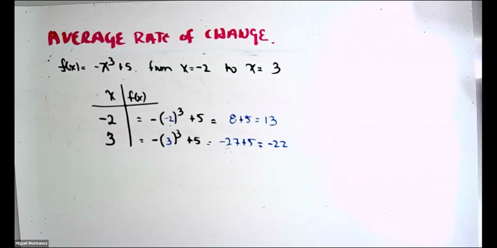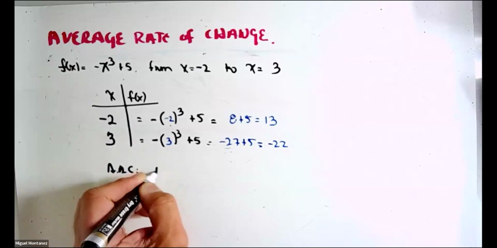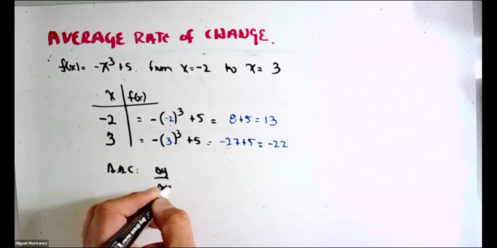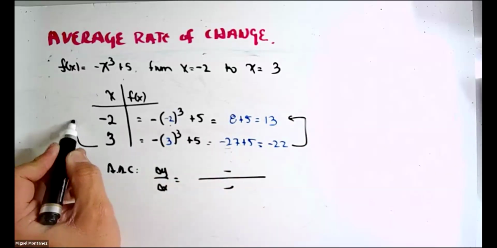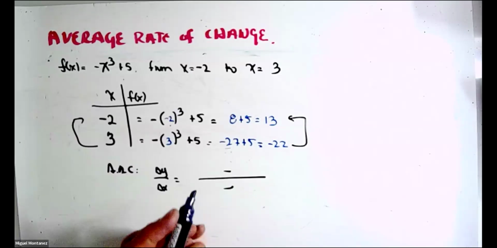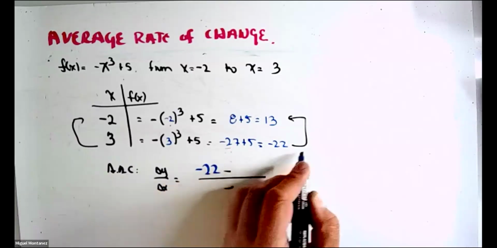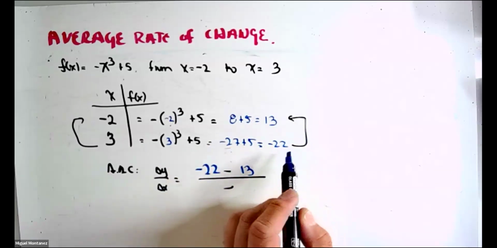Minus 22. Okay. So now let's go ahead and find the average rate of change. It's going to be the change in y over the change in x. Minus, we're going from this to that. So the change in y is going to be what? Negative 22 minus 13. We're going from 13 to negative 22.